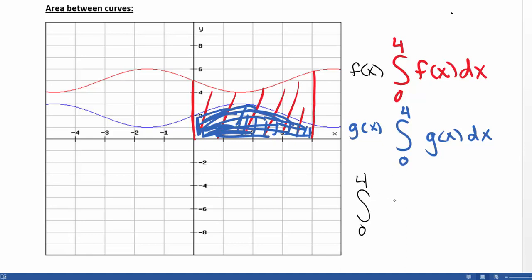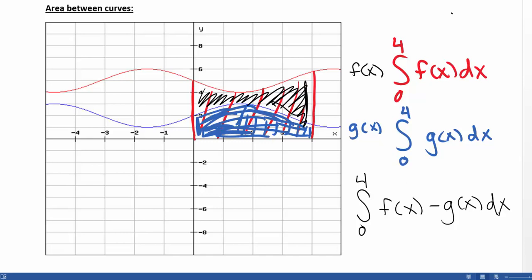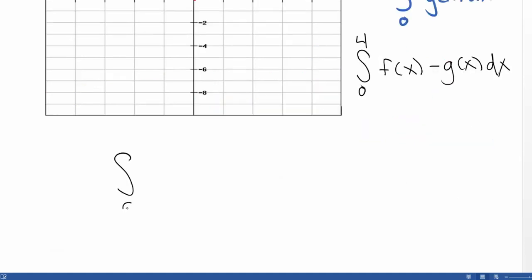Because I'm looking at both of these from 0 to 4, one set of bounds, I can write this in one integral. So the integral from 0 to 4 of f of x minus g of x dx will give me the area between these two curves, right? This area here. So we can generalize this, right? It's going to be the integral from a to b of f of x minus g of x dx.